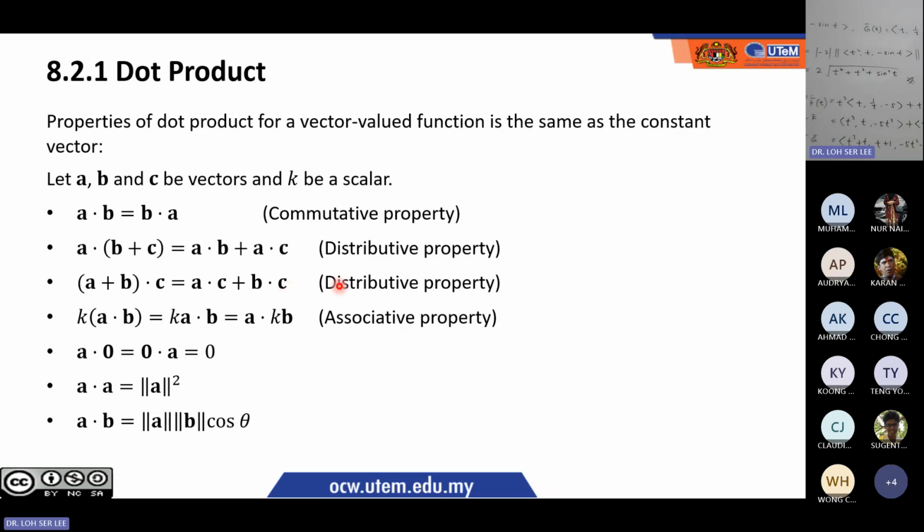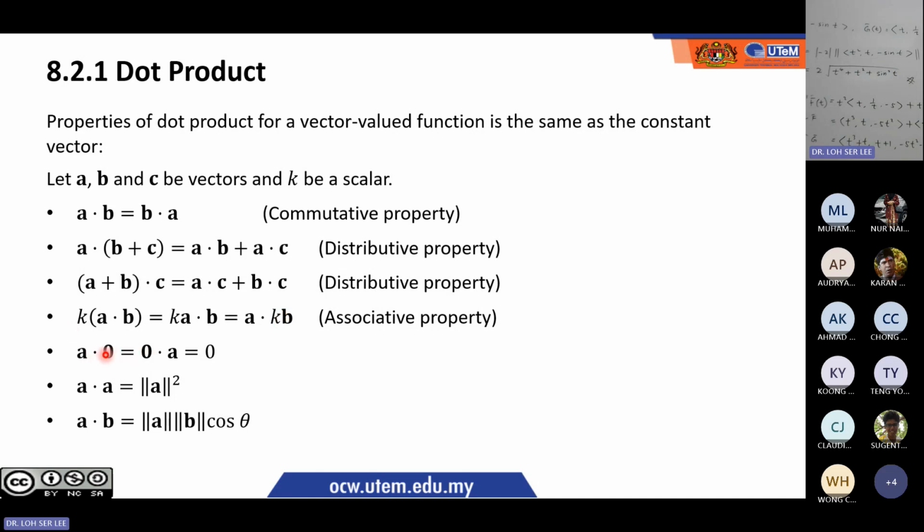Okay, it satisfies the distributive property. And it also satisfies the associative property. Okay, this one K is a scalar. Scalar multiplied into this dot product. So K is either multiplied to A or B, because this is multiplication. So K either multiplies to A or multiplies to B only.